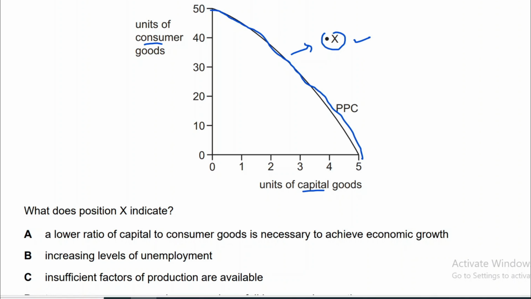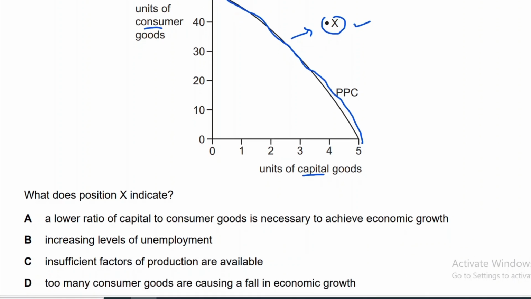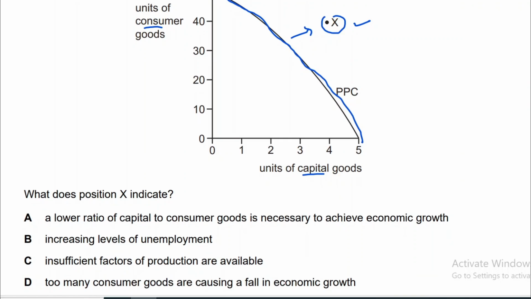Okay, so let's move to the options that the examiner has given. A lower ratio of capital to consumer goods is necessary to achieve economic growth, and this is not something that is necessary for economic growth, because sometimes goods may be produced more if the ratio is totally opposite. It all depends on the type of goods. So option A is not correct. Option B is increasing level of unemployment.